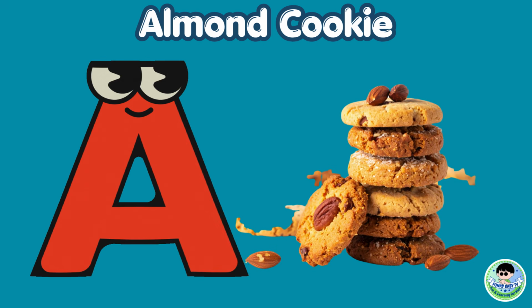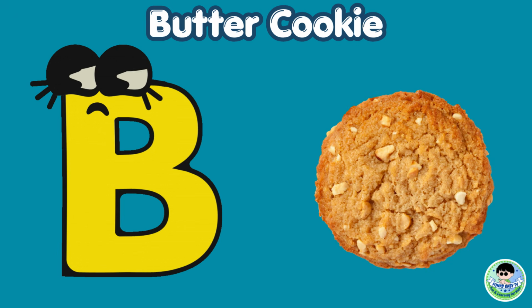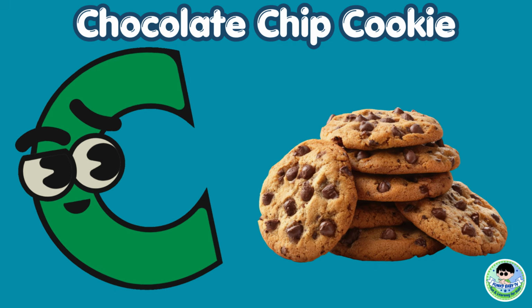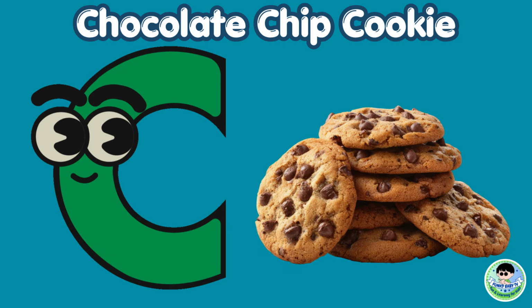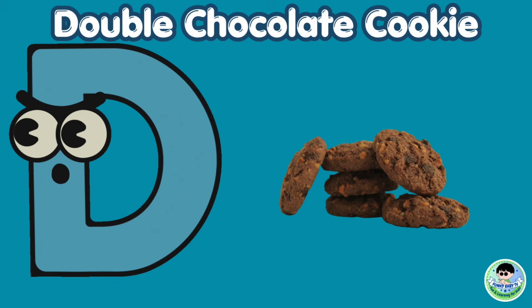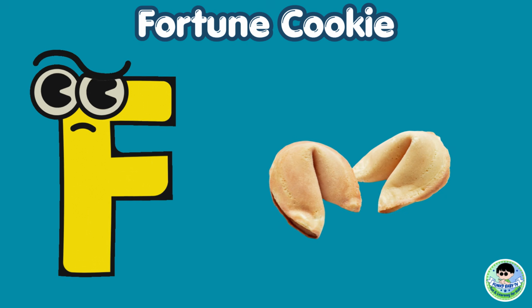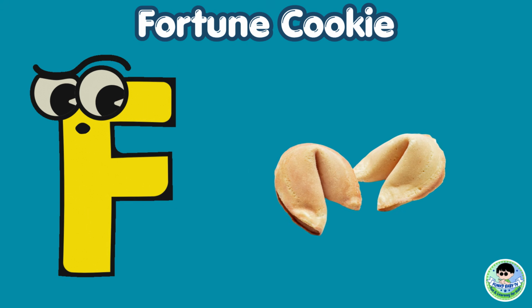Let's learn A to Z cookies. A for almond cookies. B for butter cookies. C for chocolate chip cookies. D for double chocolate cookies. E for empire cookies. F for fortune cookies.